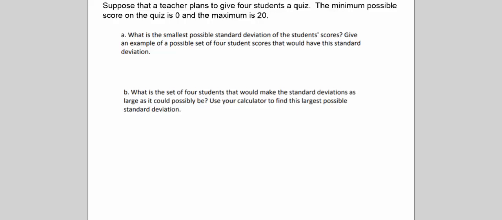All right, so now we want to take a look at a different problem. You have a teacher giving 4 students a quiz, and the minimum score is obviously a 0. The maximum score for the quiz is a 20. We want to know what's the smallest possible standard deviation of scores. Well, we've seen a problem like that in the first slide we did today. The smallest standard deviation is going to be 0, and that's when all scores are the same. So the answer would be the smallest standard deviation is equal to 0 when all scores are the same.